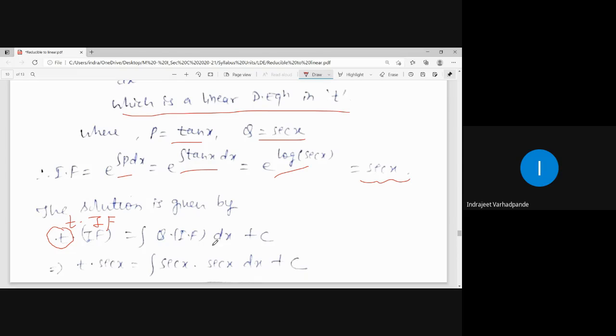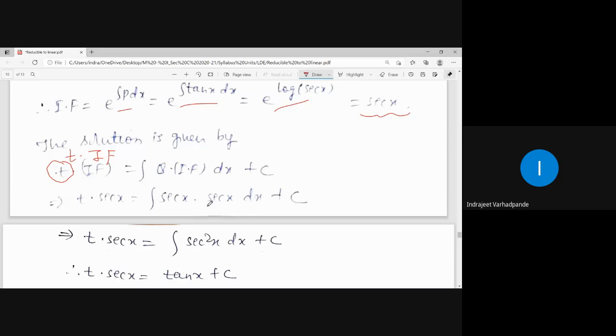So now in the RHS also, sec x into sec x will become sec square x. Integration of sec square x is tan x. In the final answer, we replace the value of t by y to the power minus 1. Y to the power minus 1 will be 1 upon y. So it becomes sec x upon y.